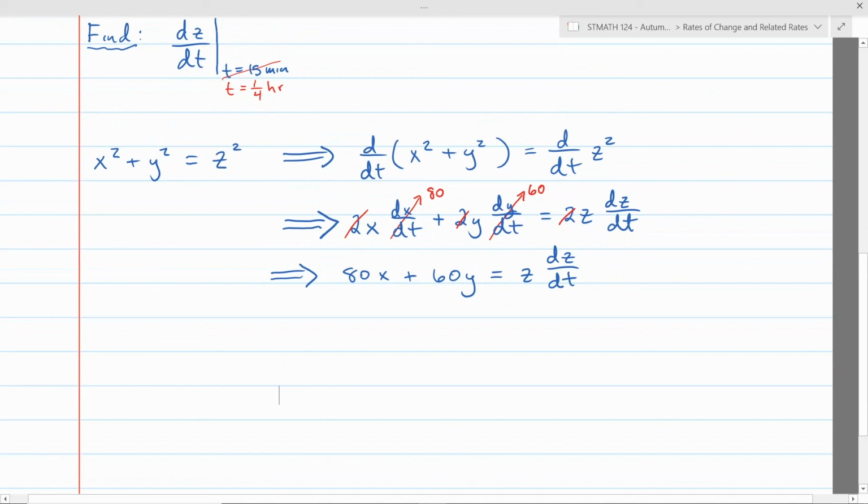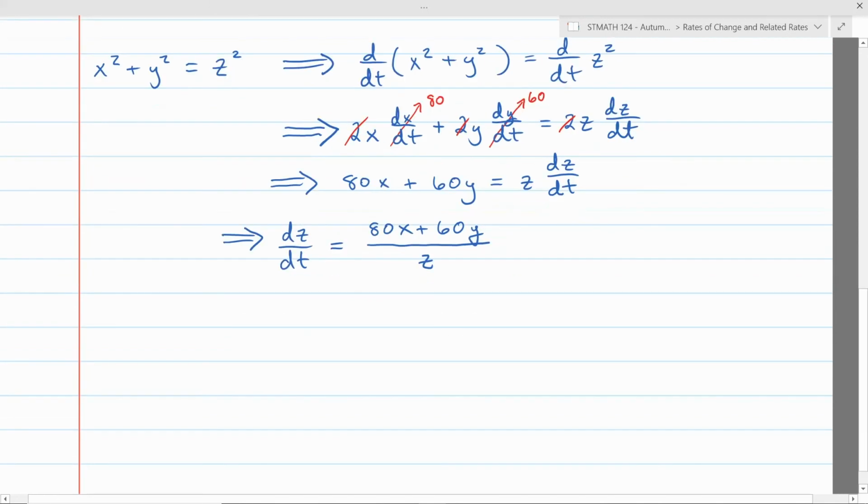Now I want to find dz/dt at the moment when t equals 1/4, but let me just find dz/dt at any given t first, and then we'll think about how to plug in t equals 1/4. So dz/dt, if I solve for it algebraically in the last equation, I get 80x plus 60y all divided by z. Okay, so now we get to the question of how to find dz/dt at the moment when t equals 1/4. Well, that presents me with a little bit of a difficulty because when I look at this expression here, I don't see any t's to plug in for.